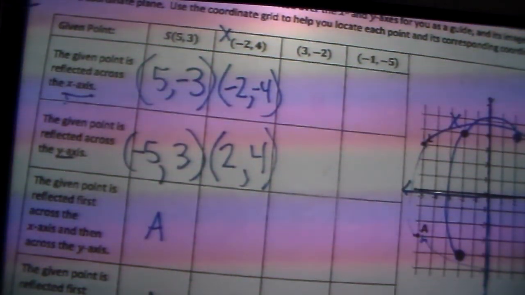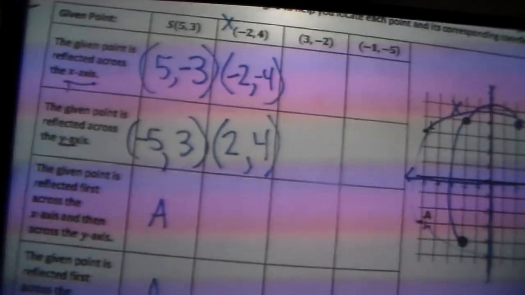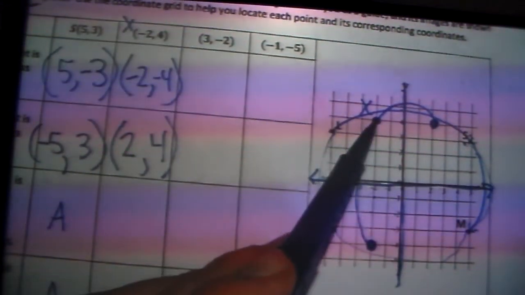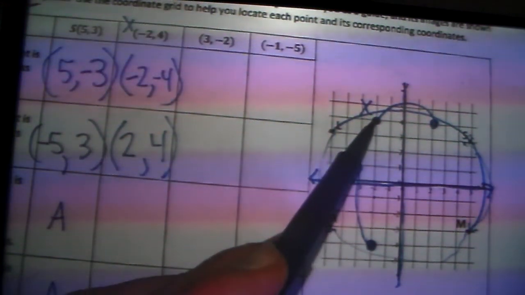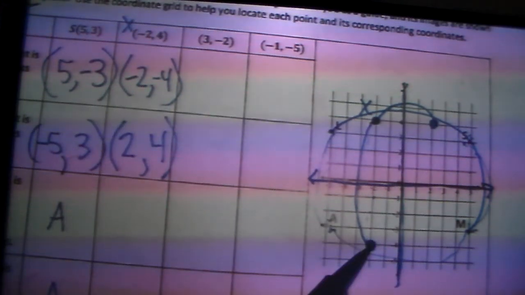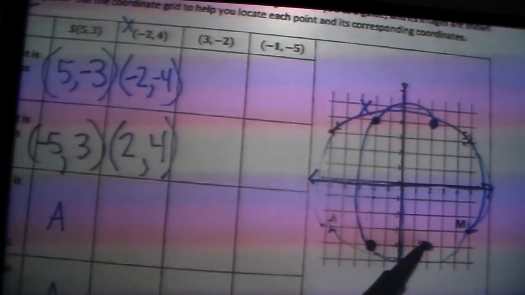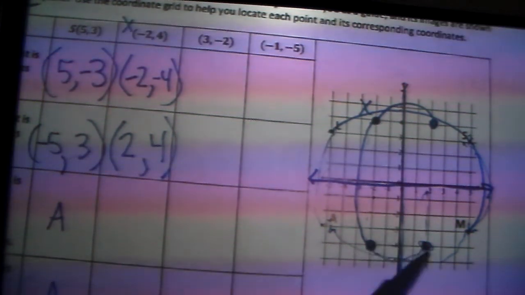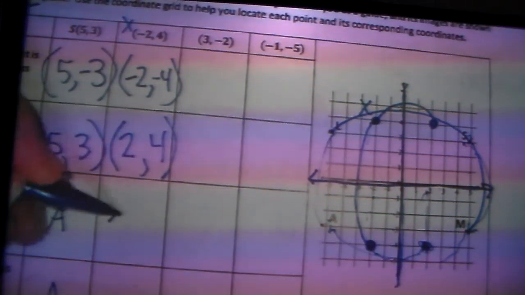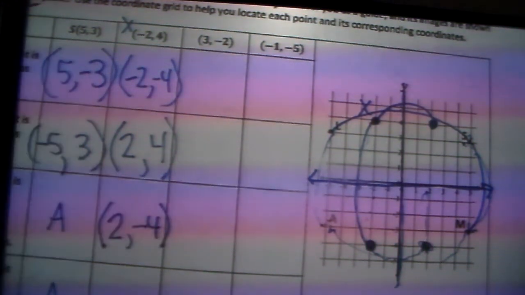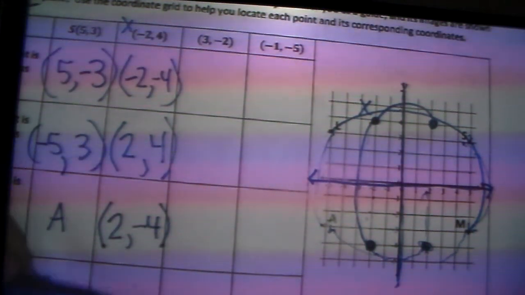Let's go ahead and try these other two. Remember, the other two are double reflections. So it wants us to go x, then y, and then for this one, y, then x. First it says go x, then y. So reflect over the x, reflect over the y. Here's my new point. It's 2 to the right and 4 down. So 2 to the right, that's positive, and 4 down, that's negative.